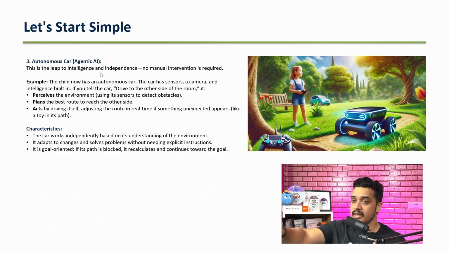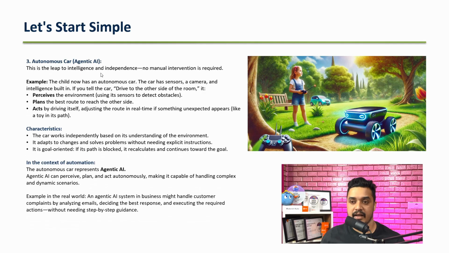Right? So this autonomous car is an example of agentic AI. Now in the context of automations, you can see that the autonomous car represents the agentic AI. Agentic AI is something that can perceive, plan and act autonomously. I hope you understand these three terms because this is going to be the foundation.